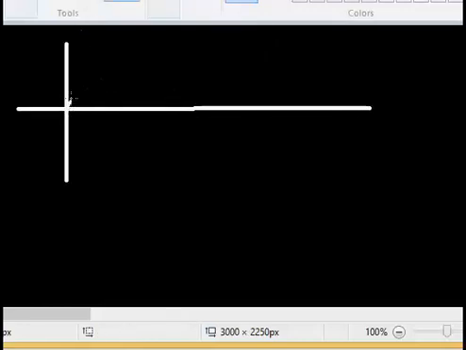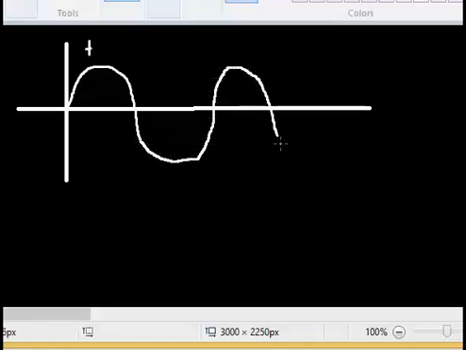The current changes. As you can see, it changes at this point. Here it is positive, then it changes magnitude and becomes negative. This is just the graph of a wave. That's how an alternating current is. So that means the current varies with time.